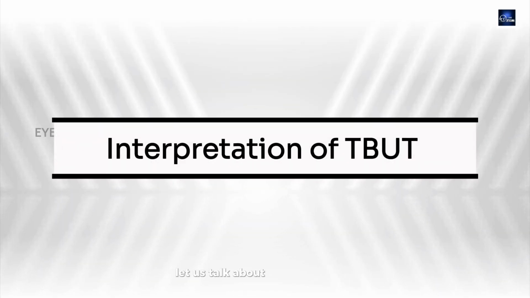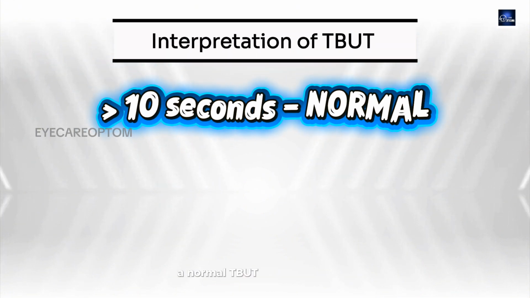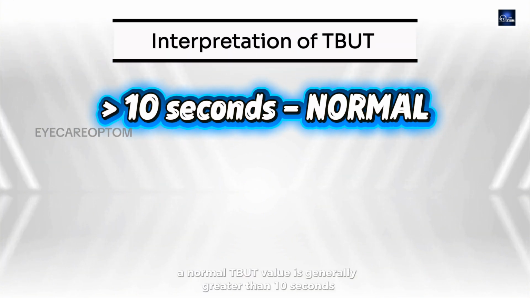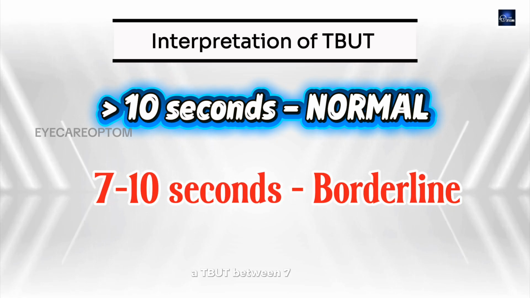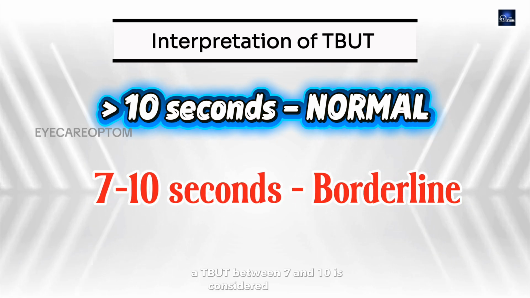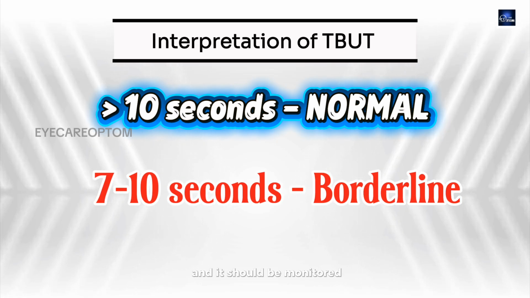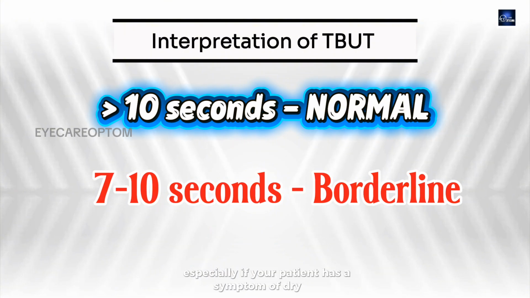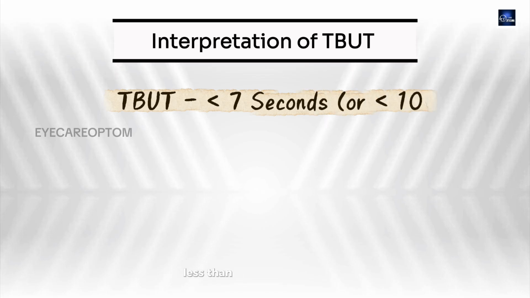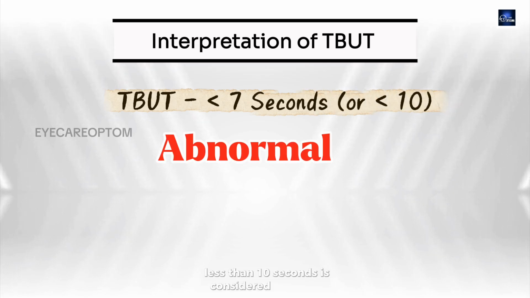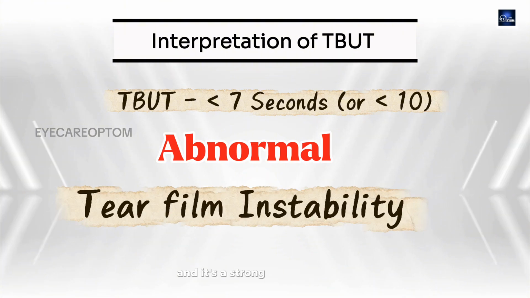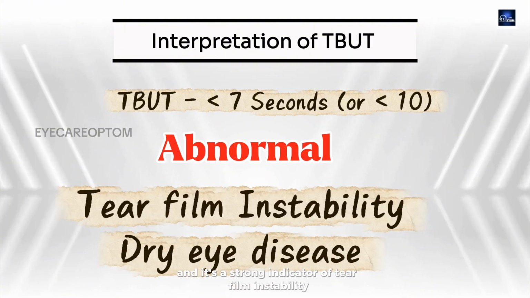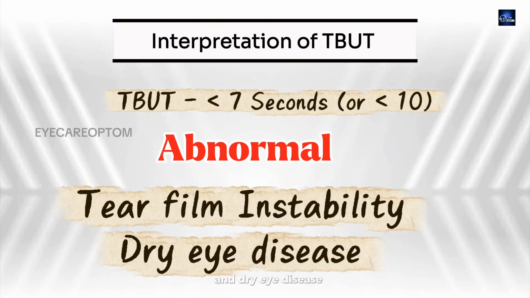Now let us talk about how to interpret your TBUT findings. A normal TBUT value is generally greater than 10 seconds. A TBUT between 7 and 10 seconds is considered borderline and should be monitored carefully, especially if your patient has symptoms of dry eye. A TBUT less than 7 seconds, or in some guidelines less than 10 seconds, is considered abnormal and is a strong indicator of tear film instability and dry eye disease.